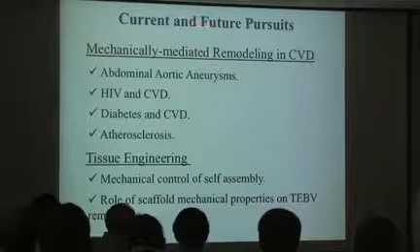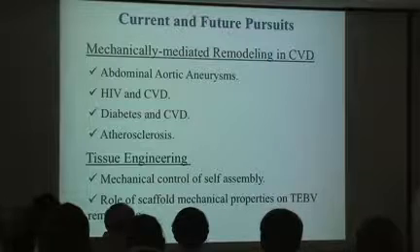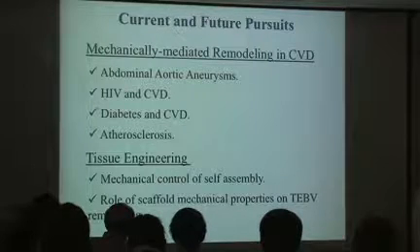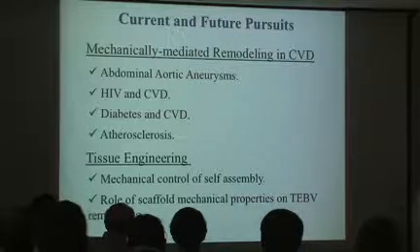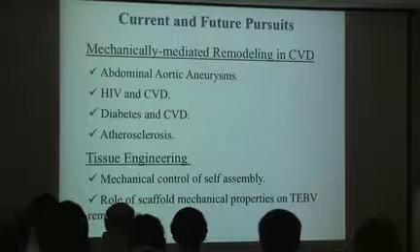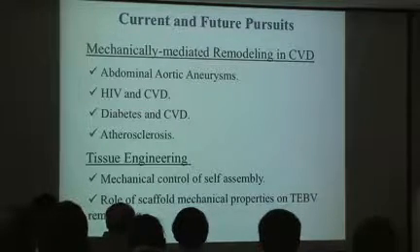The first is grouped into mechanically mediated remodeling associated with cardiovascular disease. We've been working with Bob Taylor and others on a mouse model for abdominal aortic aneurysms, and can we identify mechanical cues as an aorta transforms from a healthy aorta to an AAA.